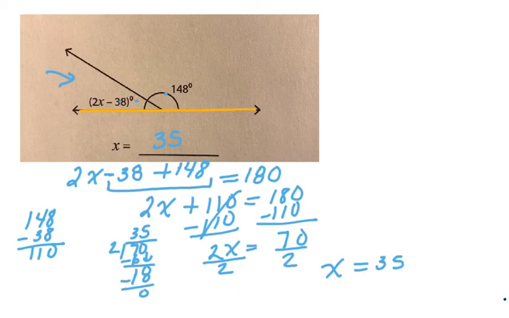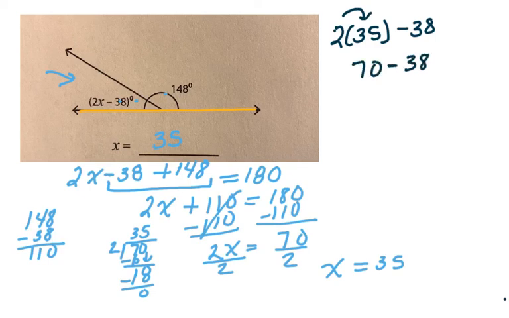So I'm going to come over here and I'm going to say 2 times 35 minus 38. Okay, so 2 times 35 is going to be 70. 70 minus 38. All right, so I'm going to put it over each other. This is how I like to do it. Most of you will have a calculator. That's fine. So borrow 6, it's 10. 10 take away 8 is 2. 6 take away 3 is 3. So that leaves me with 32 degrees.